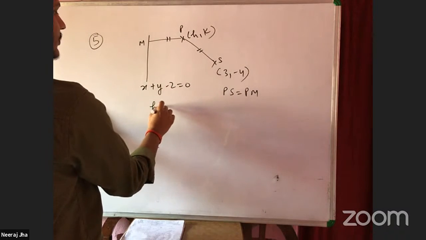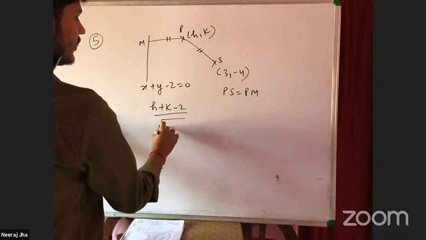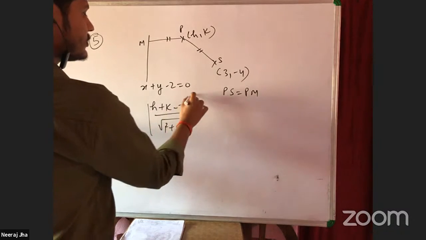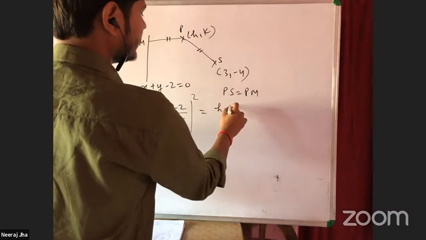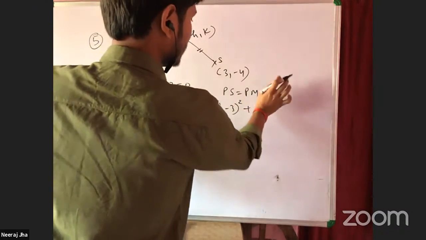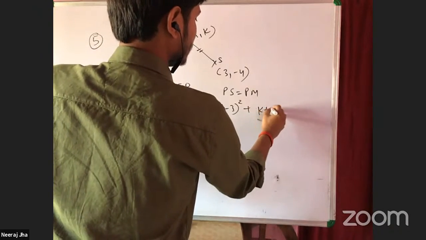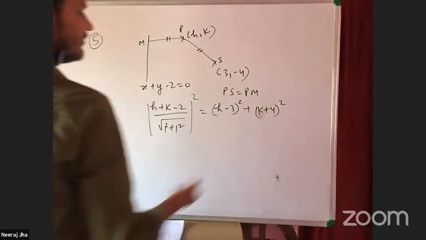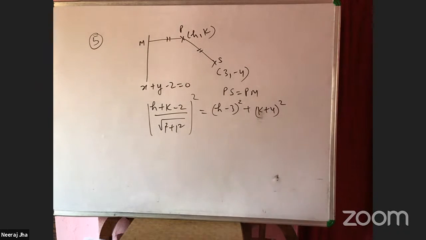What is PM square? It is h plus k minus 2 upon root over 1 square plus 1 square, this whole square, is equal to h minus 3 whole square plus k plus 4 whole square. Now I think you people can simplify it very well. Simplify it and replace h with x and k with y. You'll get the result. No need to do this problem completely now. You understood now what to do? We always have the basic definition concept, the focus-directrix property, and wherever we get stuck, we will use this.